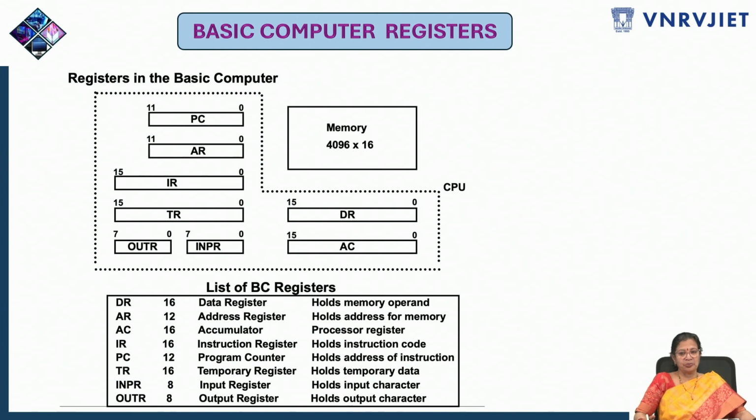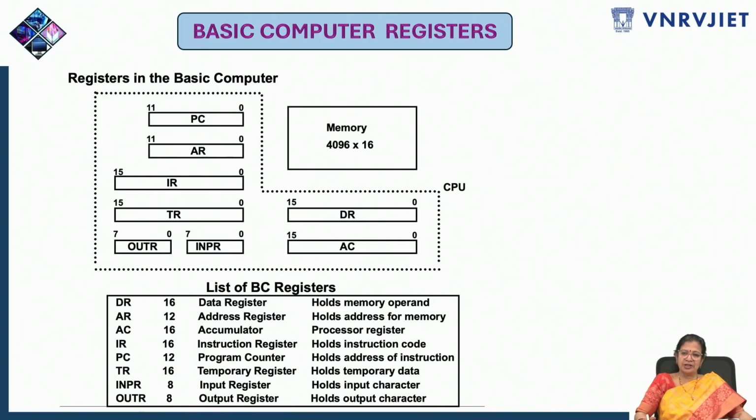Then coming to the basic computer registers, there are a few registers which are 12 bits, some 16-bit registers, and a few are 8-bit registers. If you look at the diagram, it has a memory of 4096 by 16 and a few registers. They are named PC, AR, etc. PC stands for the program counter. Wherever we see 12-bit registers, the meaning is that they are meant for holding the address.